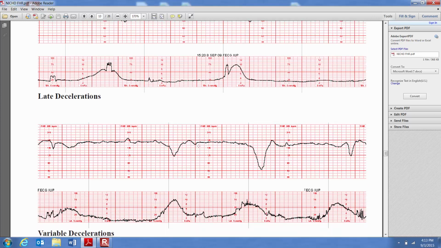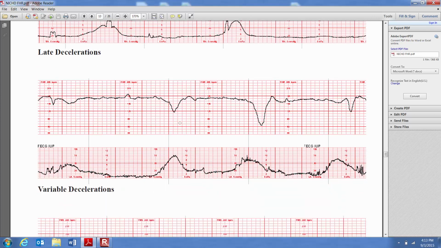They could have used better pictures, I think. So anyways, let's look at these two decelerations, even this third one here. Here's our baseline. Here's this deceleration, an abrupt drop, an abrupt return. It looks like a V. Here's another one. It looks like a V, abrupt drop, abrupt return.